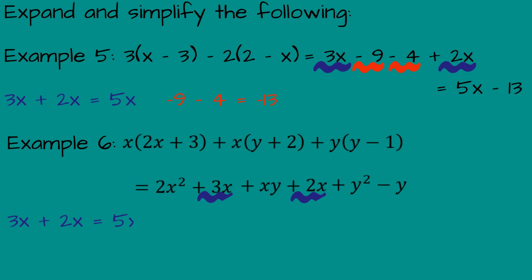Looking at the 6 terms, the only like terms are the x terms. We can add these together to get 5x, and the final expression is 2x squared plus 5x plus xy plus y squared minus y.